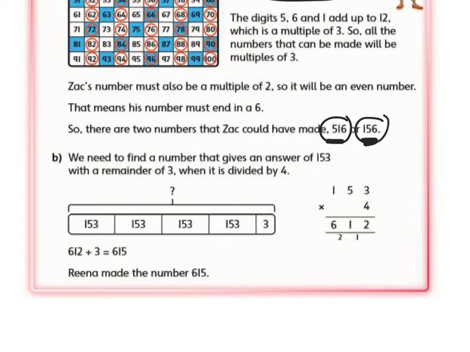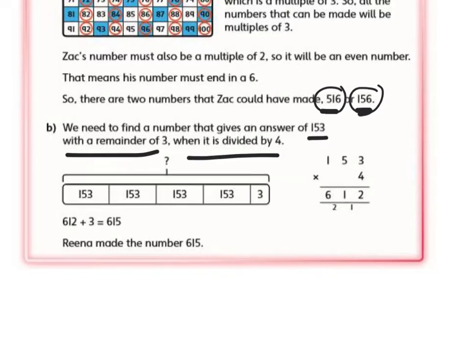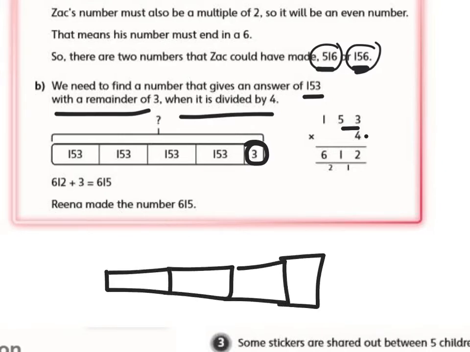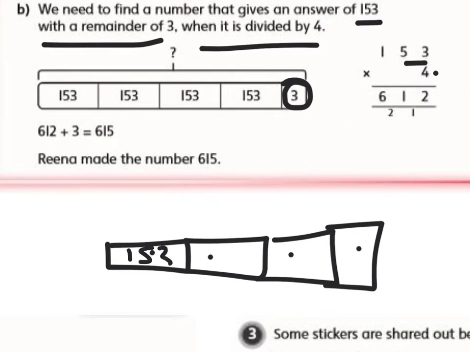For part B, we need to find a number that gives an answer of 153 with a remainder of 3, so with 3 left over when it's divided by 4. Again, my favourite, down here we've got a good little bar model, so you would do 153 times 4, which would get you 612. Then you would simply add on your remainder. Redraw that bar model out down here. 1, 2, 3, 4 lots of 153.